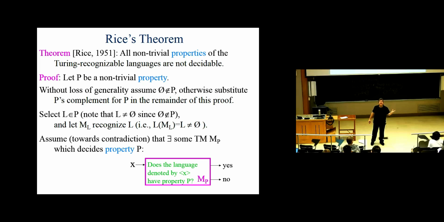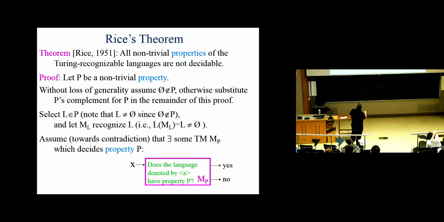Yeah, just flip the answer. Flip a yes to a no, a no to a yes, and you got a decider for the complement, right? Easy. So assume that the empty language is not one of those languages in P, otherwise do the rest of the proof for P prime, the complement of P, and then it won't be in there, right? Because the empty language is an element either of the property or the complement of the property with respect to all the other recognizable languages.